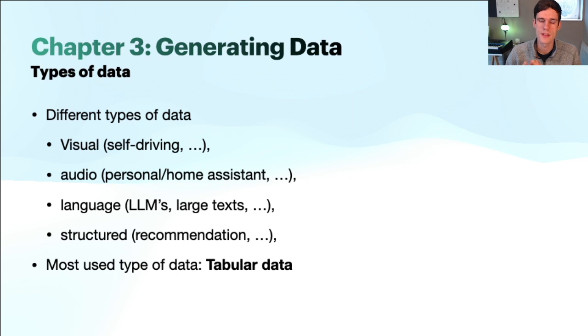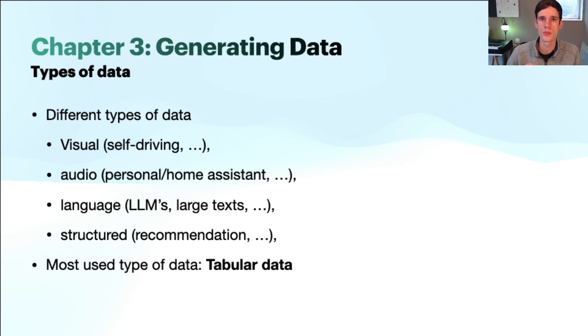When we think about statistics, we of course think about data, and therefore it's worthwhile to briefly go over the different types of data. You have visual data, think of medical applications or self-driving cars. You have audio data, think of your personal and home assistant, Google HomePod or Alexa. We have of course language data, which gets all of the attention at this point thanks to the boom in large language models. And then of course the largest and most general group is structured data. Think of, for instance, recommendation engines for Spotify or Netflix.